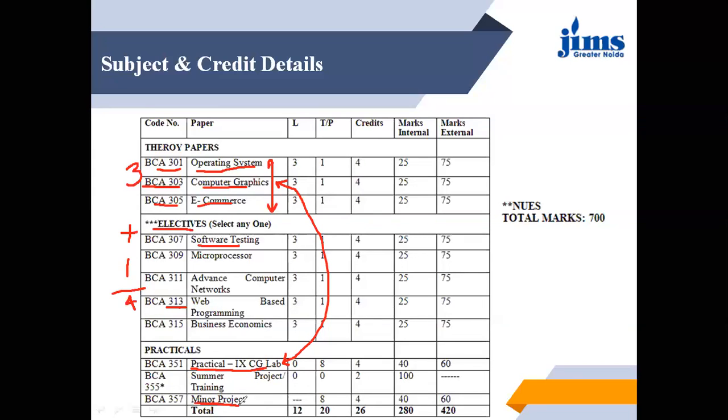we discussed in the last semester also, that minor project and major project. Your project starts from 5th semester and it will complete in the 6th semester. In 5th semester, this is called minor project, whereas in the 6th semester, it will be major project.